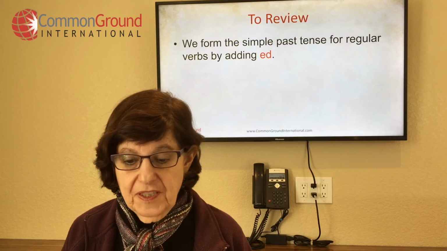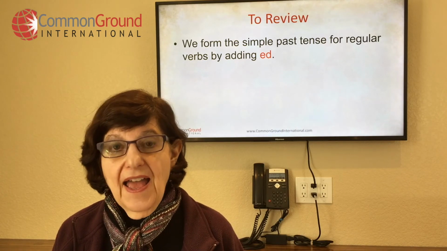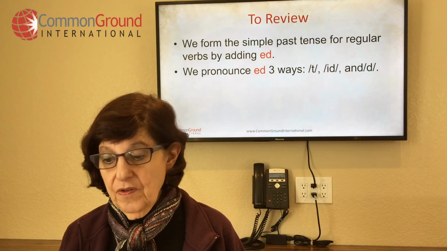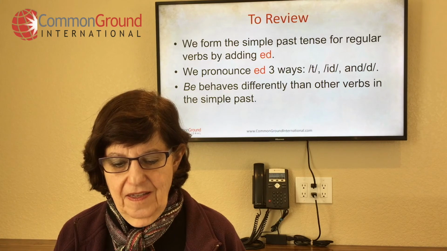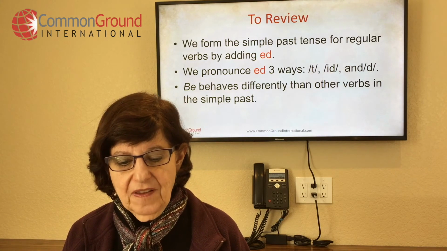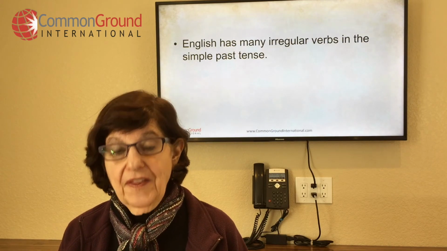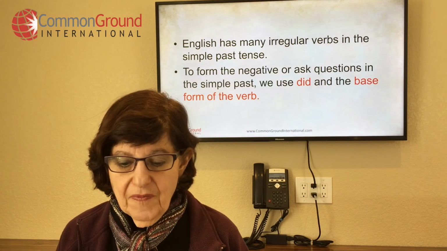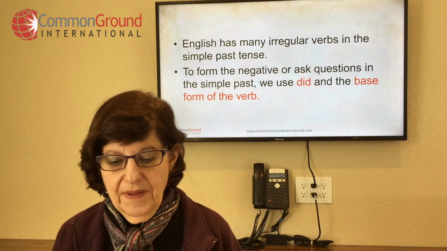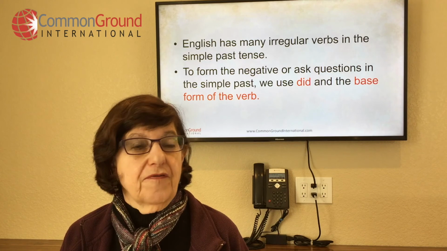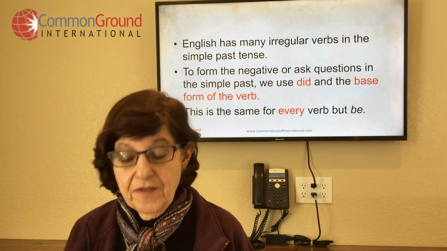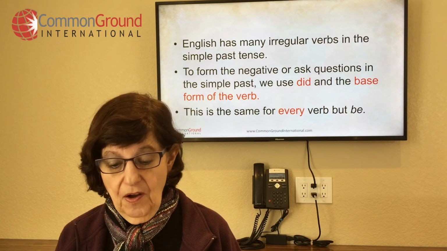To review, we formed the simple past tense for regular verbs by adding ed. We pronounce ed 3 ways, t, id, or d. And be is the most irregular verb in English. It behaves differently than other verbs in the simple past. English, unfortunately, has many irregular verbs in the simple past. To form the negative in the past or ask questions in the simple past, we use did and the base form of the verb for all persons, for all verbs. This is the same for every verb except for be, and we've talked about be already.